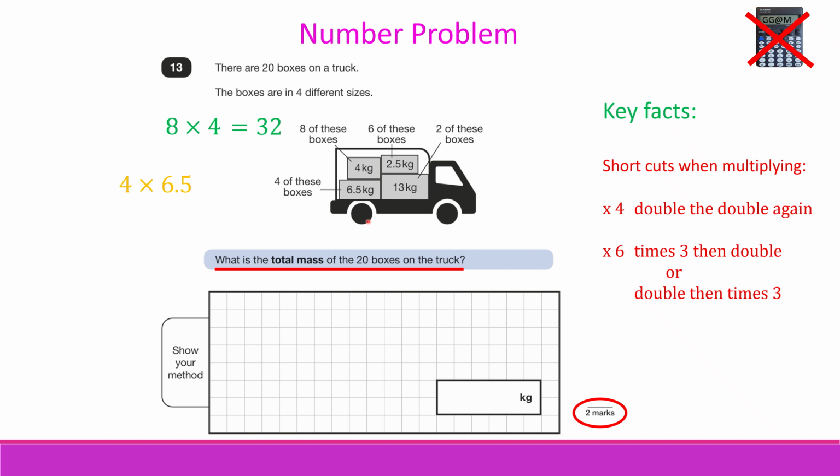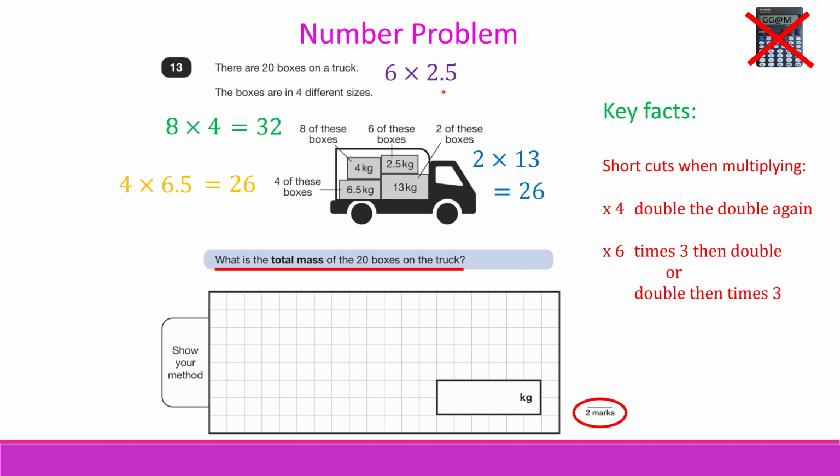Next, we're going to look at 4 times 6.5. So again, we're going to double and double again. So doubling 6 gives me 12, double 12 is 24. Double 0.5 is 1, double it again is 2. So 24 plus 2 is 26. The next one we're going to look at is 2 times 13, nice and easy, so just doubling 13, which is 26.